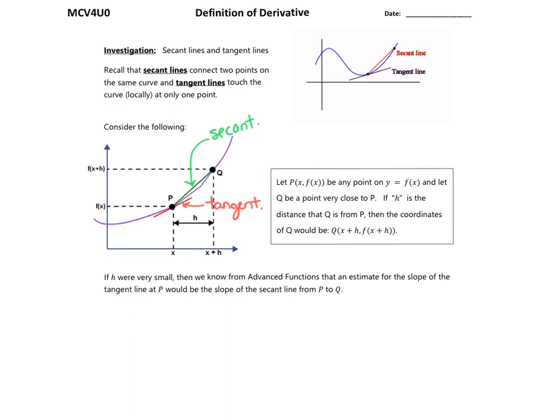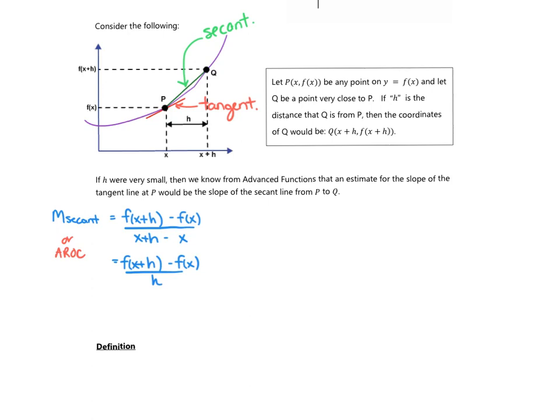And in advanced functions, we talked about this point P with the coordinates x comma y, or x comma f at x. And then some distance, we're going to now call it h, away we have this point Q, and its x coordinate is x plus h, its y coordinate is f at x plus h. The slope of that secant line, or that green line, is simply the rise over the run, which simplifies to this. If you recall, this was also called the average rate of change, or the slope of the secant line.